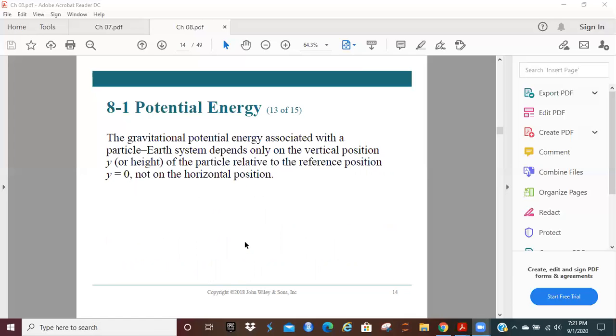So the gravitational potential energy associated with a particle-Earth system depends only on the vertical position y of the particle relative to the reference position y sub 0. Doesn't matter how far you move side to side. It just matters how far above the Earth you are.